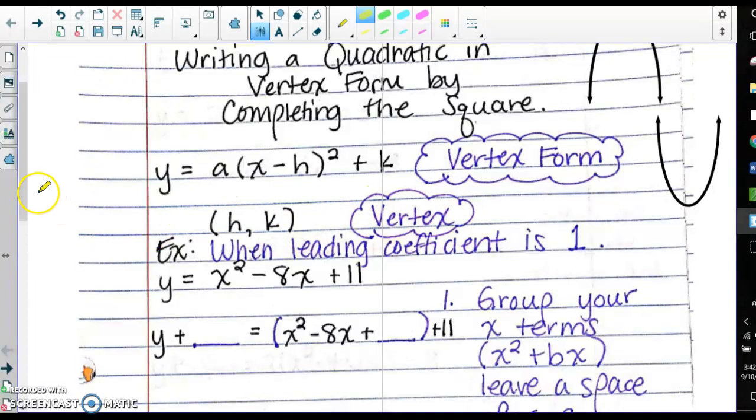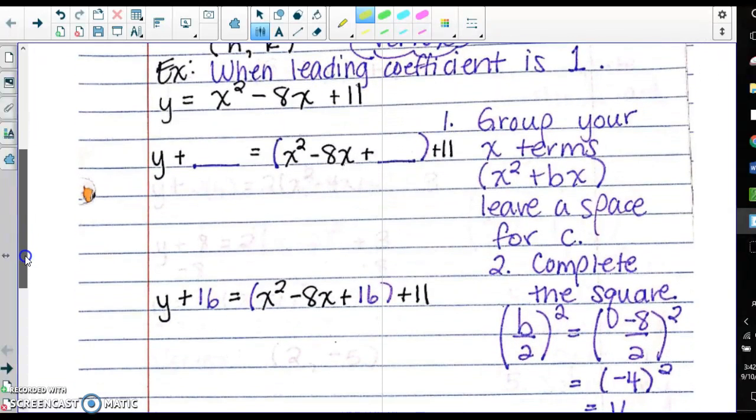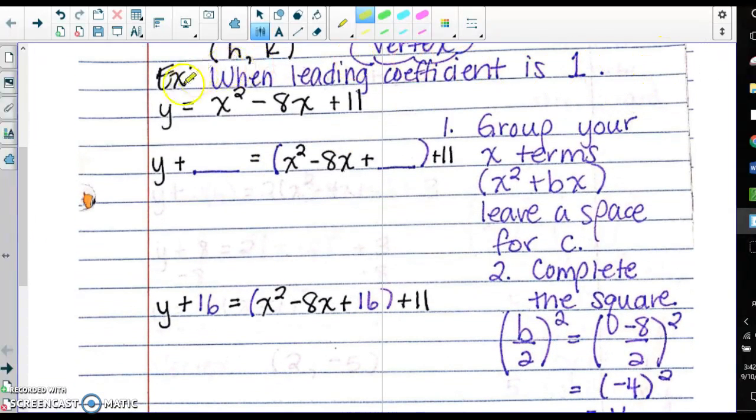All right, so how to convert a quadratic equation to vertex form when the leading coefficient is 1. We have y equals x squared minus 8x plus 11. The first thing you want to do is group your x terms, kind of like the x squared plus bx, like we were doing when we were solving. You want to leave a space inside your parentheses for c. C is the number that completes the square, okay?